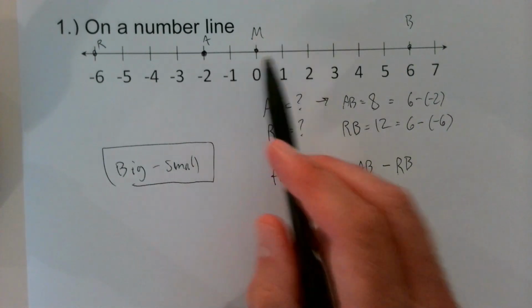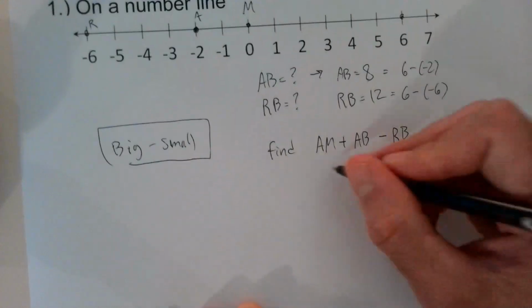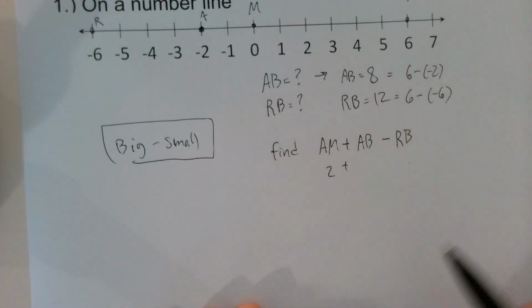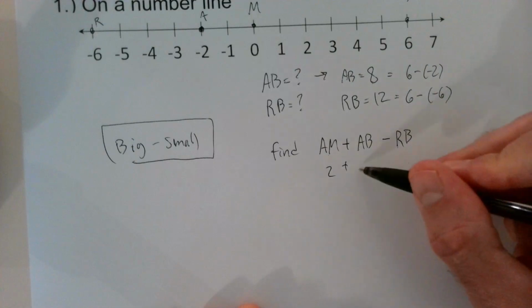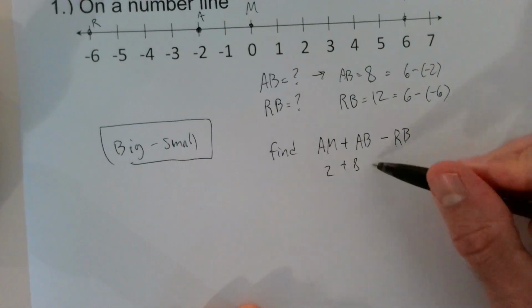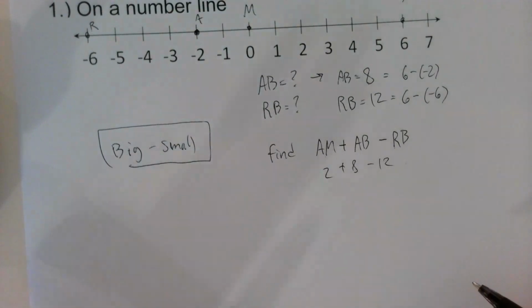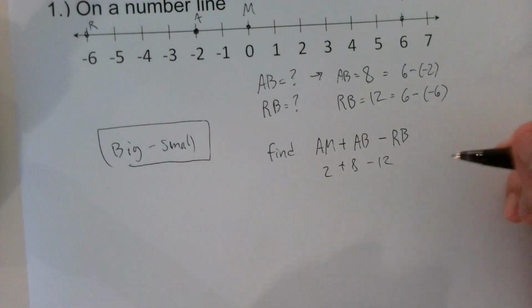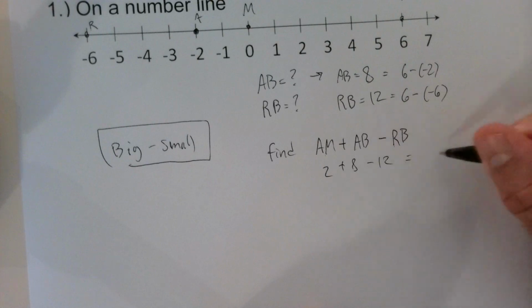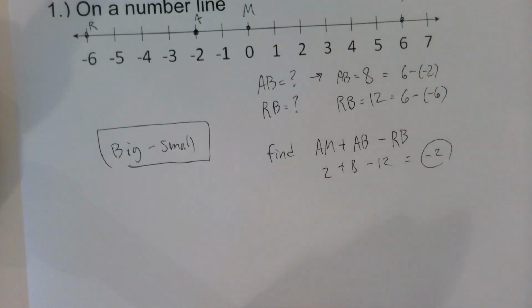So AM, let's see, 0 minus -2 is 2. AB, we already found that one. That was 8. And then RB we found was 12. Okay. So we just plug in and use order of operations, PEMDAS, or please excuse my dear Aunt Sally. That'll get us a -2 when we're done.